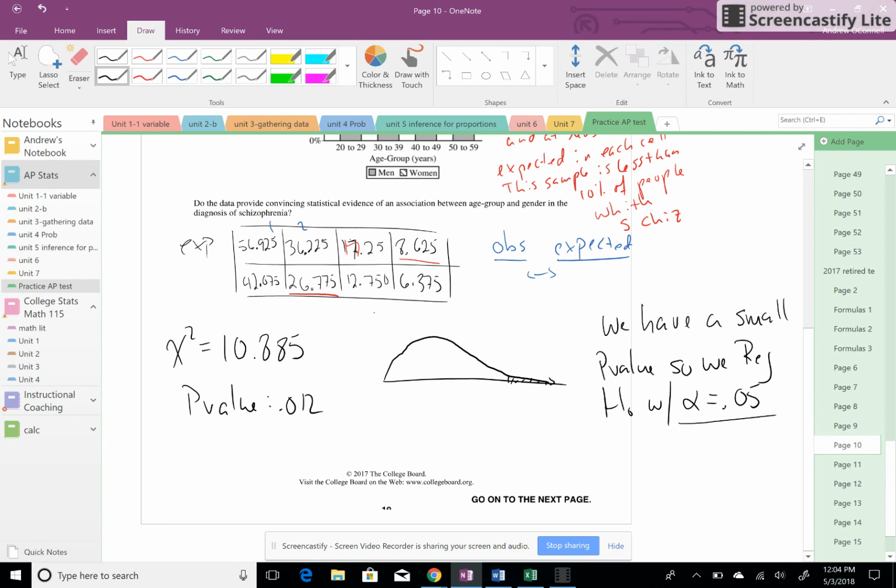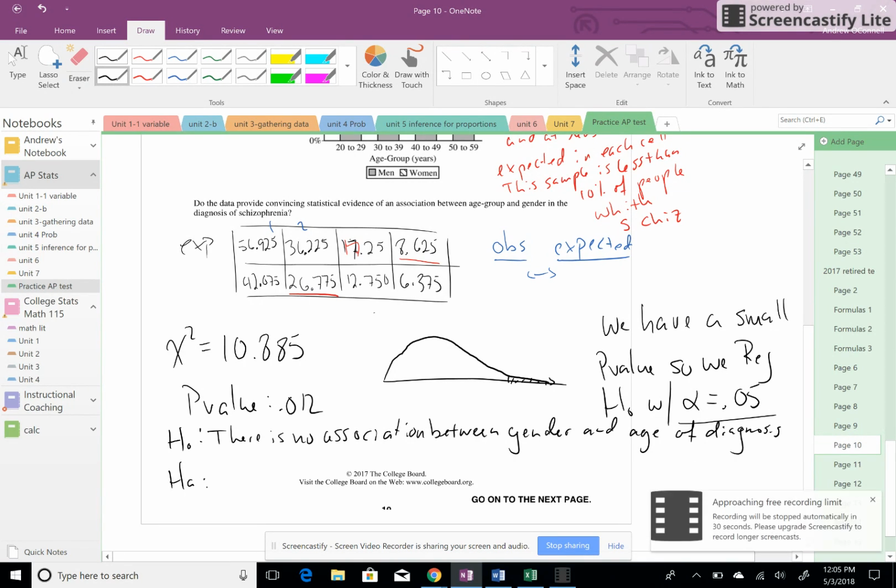And I'm just realizing now, actually, we didn't write a null hypothesis yet. Whoops. The null hypothesis is there is no association between gender and age of diagnosis. This really should have been done before we did the expected values. And then the alternate hypothesis is there is an association.